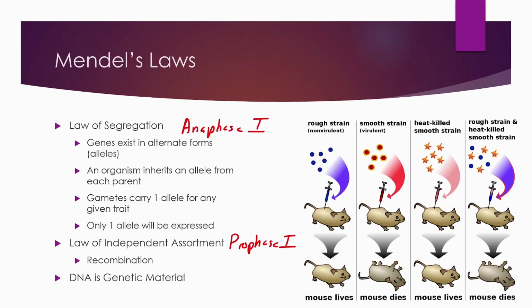He injected another set of mice with heat-killed smooth strain, so the viruses were dead, but he still injected it with them, and the mouse ended up living. Lastly, he added a rough strain and heat-killed smooth strain into the mouse, where the mouse ended up dying. This means that the virus's smooth strain entered inside the rough strain, and it ended up being replicated inside the rough strain with the bacteria, and the DNA exchange ended up killing the mouse because the virus inside of those bacteria ended up being exchanged with mouse cells and ended up entering their genome.